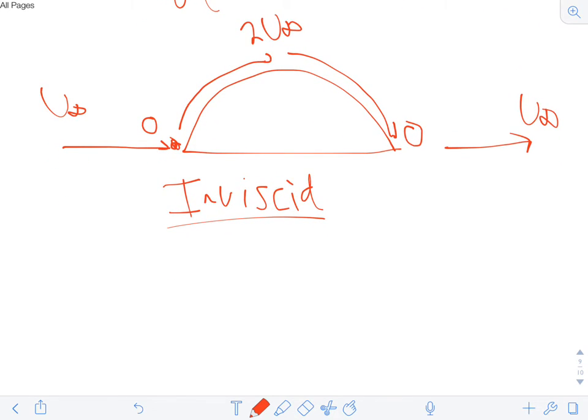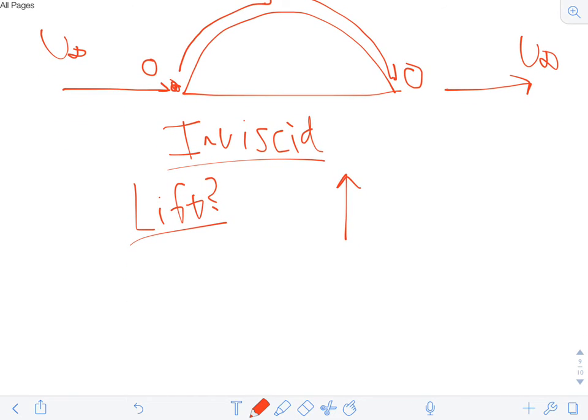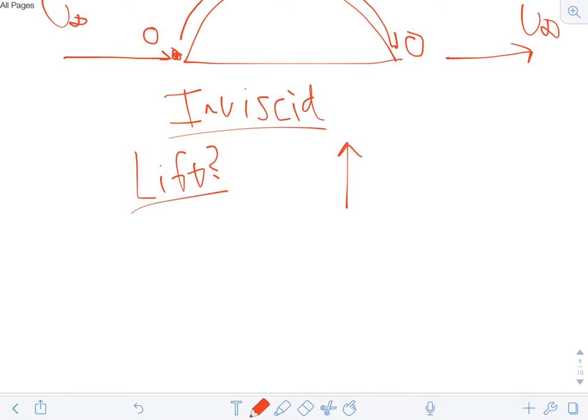So what we want to know is what is the lift on this structure? What is the lift force? And that is the force in the positive y direction, normal to the free stream. And what is the lift on the structure in terms of the parameters you're given?